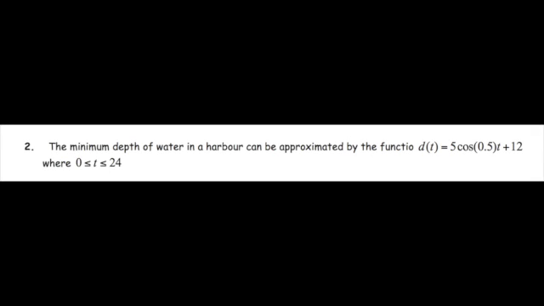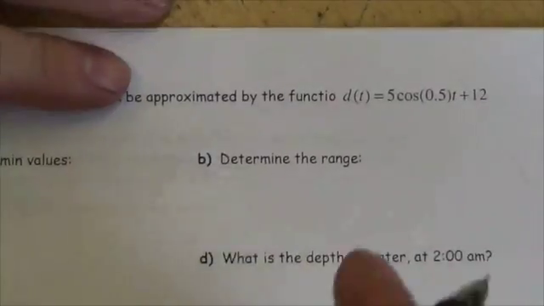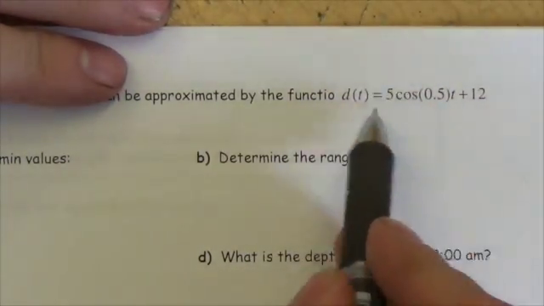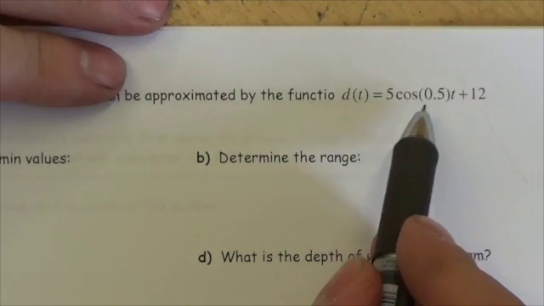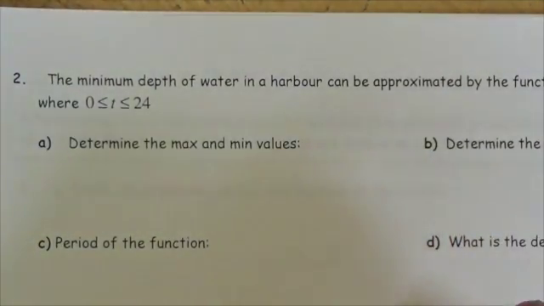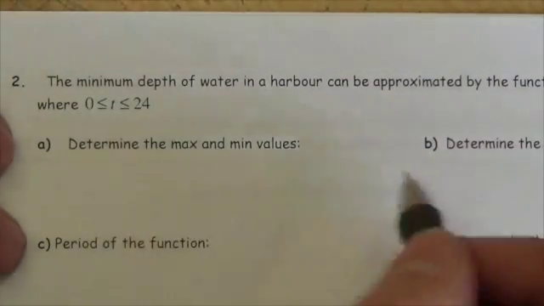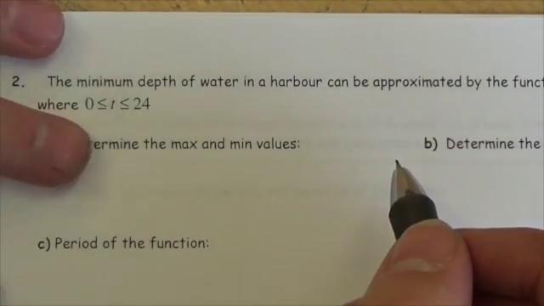The minimum depth of water in a harbor can be approximated by the function d of t is equal to 5 cosine of 0.5t plus 12, where t is between 0 and 24. So we have this model for the depth of the water in a harbor. That strikes me as the time of the day, the hours, so that's what we can assume t is. And we want to determine the maximum and minimum values.